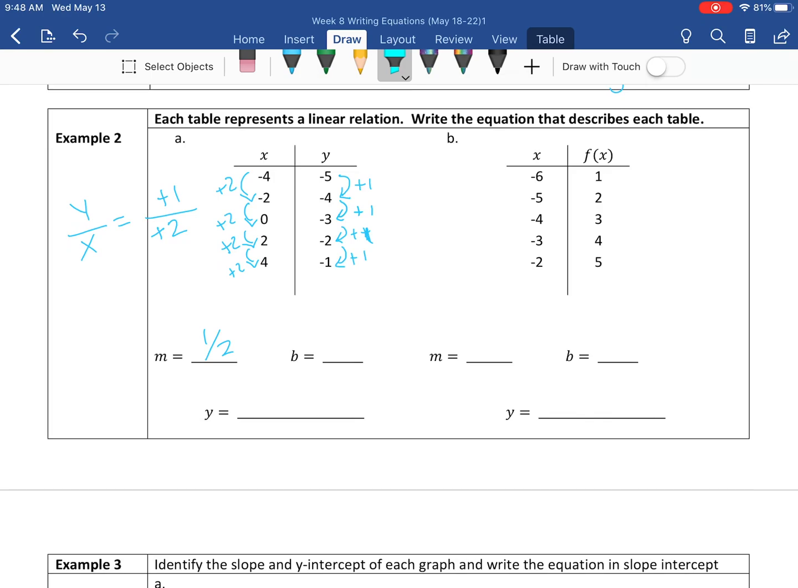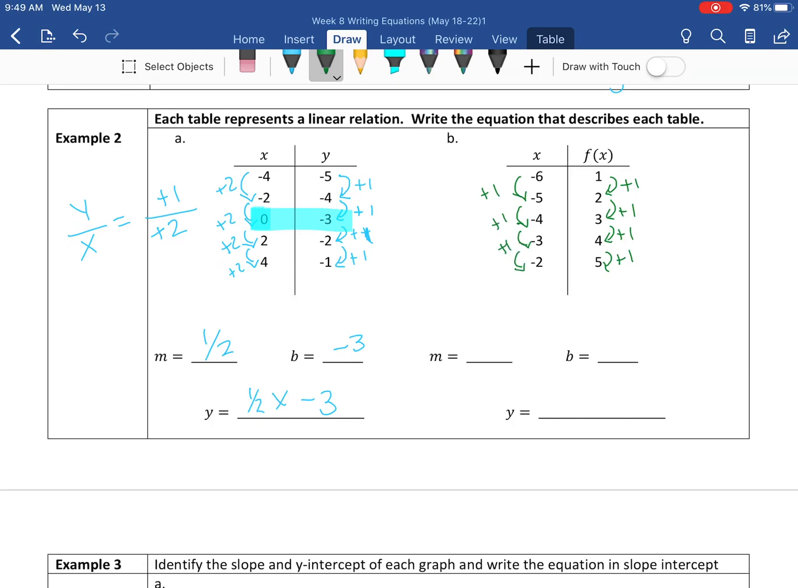And then for our y-intercept, we're just looking for where x is 0. Well, here x is 0, so our y-intercept is -3. Which leaves us with the equation y equals 1/2 times x minus 3. Looking at our next table, we're going to do the same thing. We'll start off by finding our change in y. It looks like we're adding 1 each time for our change in y. For our change in x, it looks like we are also adding 1.